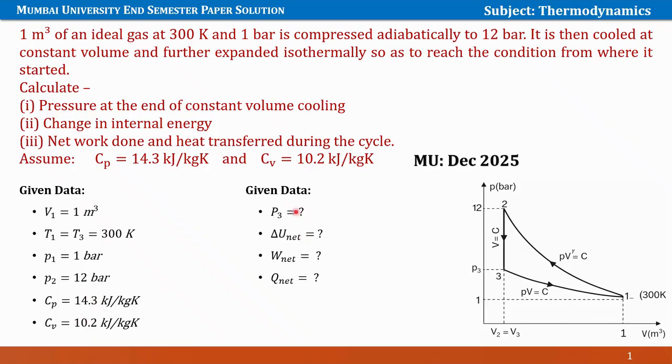So what we have to calculate? We have to calculate these things: P3, internal energy, then net work done and net heat transfer during the cycle. Okay, so let's solve this problem step by step.